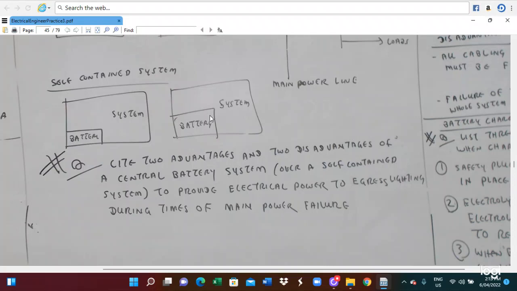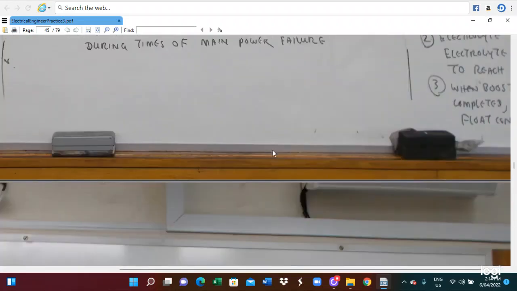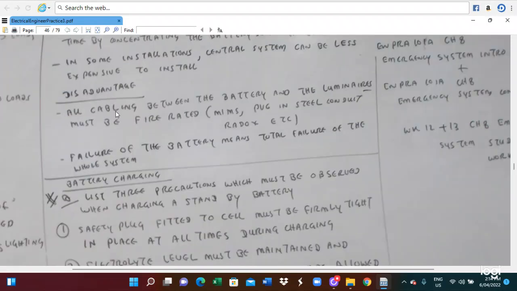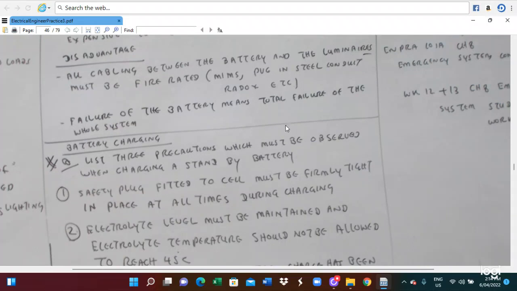There are two advantages and two disadvantages of the central battery system over a cell container system, to provide electrical power to the egress and lighting during the time of main power failure. The advantage is that one centralized battery provides for the required maintenance time by concentrating the battery source in one space, so a centralized system is easier to maintain. In some installations, a central system can be less expensive to install. But the disadvantage is that all the cabling between the battery and the luminaires must be fire rated. They must be MICC or PVC in conduit. Failure of the battery means a total failure of the whole system.